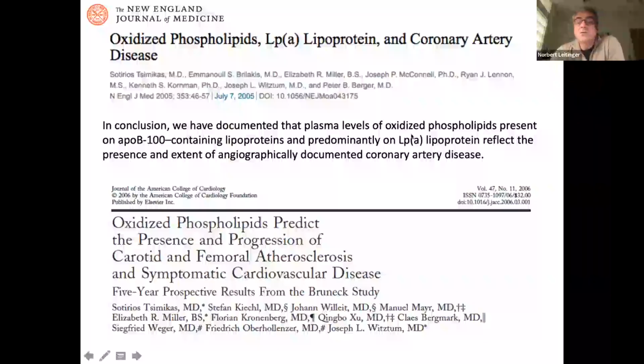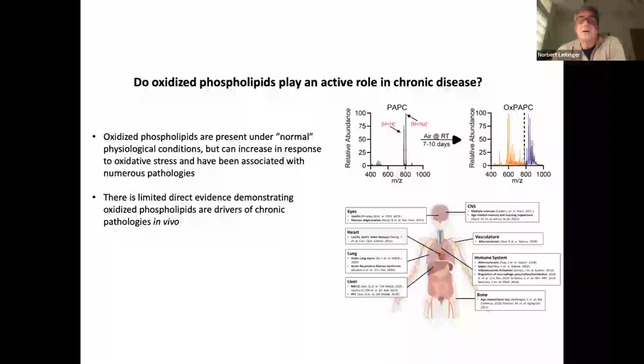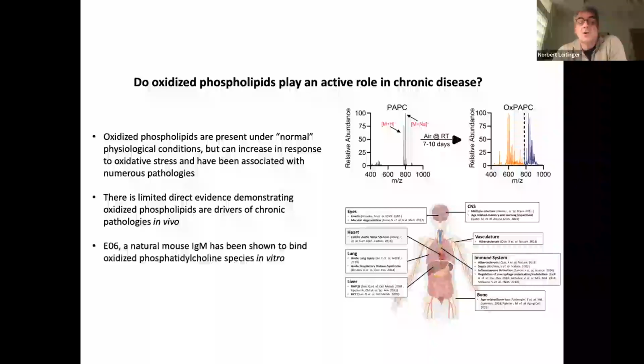Other things that this group has shown in humans, for example, is that a major carrier for oxidized phosphatidylcholines is Lp(a), which of course we cannot study in the mouse because mice don't have that. So we still don't know what the carriers are in mice. So the questions that we're trying to answer in the lab are, do these lipids play an active role in chronic disease, and how do they modulate disease initiation or progression?